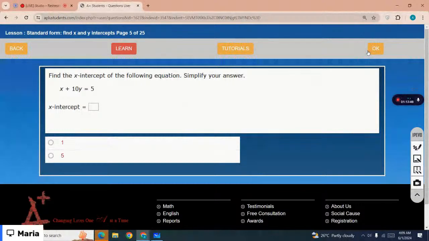The next one is: find the x-intercept of the following equation. Which is the correct option? You have to find the x-intercept, right? That means you need to put y equals 0. That is x equals 5. Option number 2 is the correct option.